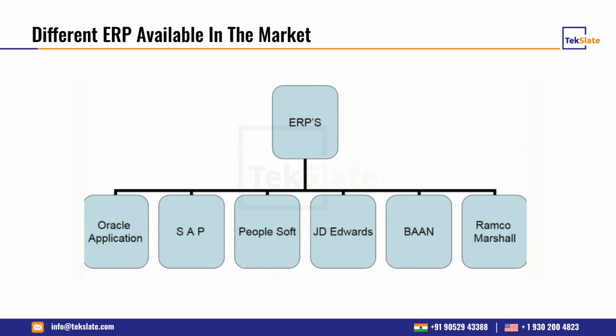BaaN is also a good ERP. Ramco Marshall is also a good ERP, but Ramco Marshall is lagging in marketing strategy, whereas Ramco Marshall is basically suitable for the cement business, not for regular business. The price is a bit low, not a bit low, it's very low when compared with other ERPs.